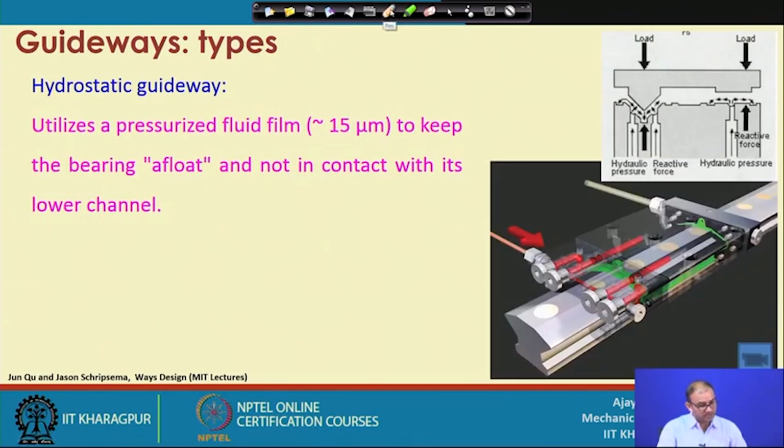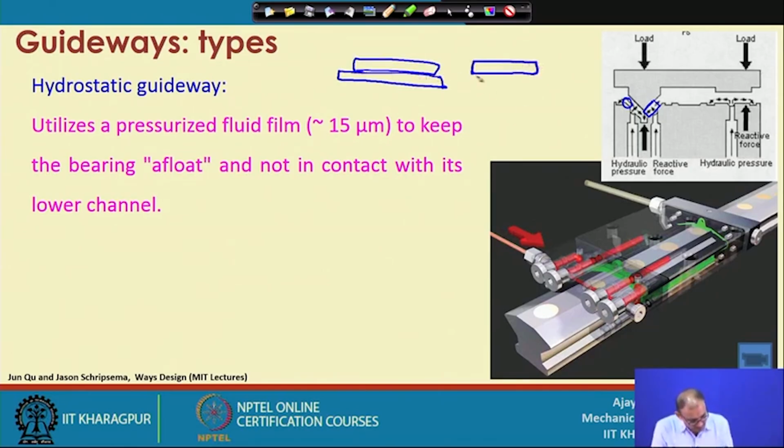In the earlier case we have seen that this is the moving component, and we are putting balls or rollers here to reduce the contact point between the two surfaces when they are in motion. Now consider a situation. This is one thing where there is a full surface contact. This is another thing which we have seen recently, these are the balls. And this is the third one.